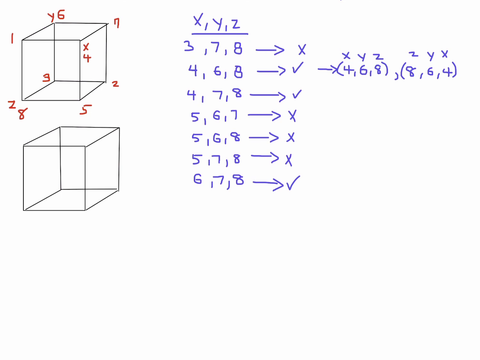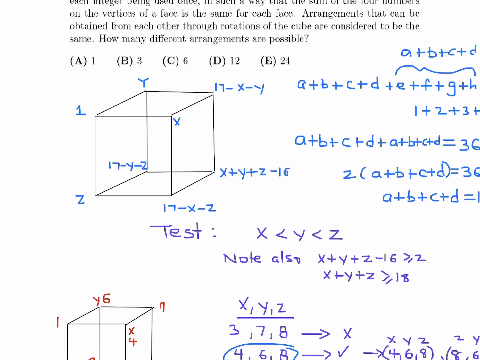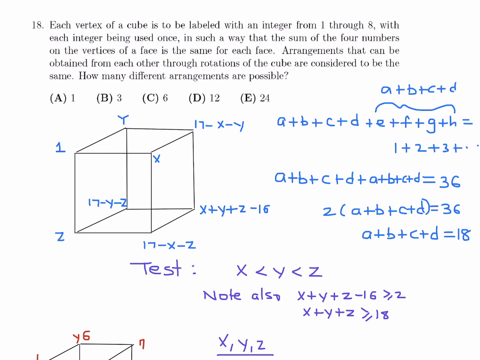And they are cyclic, so cyclic sequences are always asymmetrical. So there are going to be 2 solutions, one with XYZ and one with ZYX for each of the combinations of XYZ. So we have 1, 2, and 3, and each of those gives 2 each. So 3 times 2 is 6. So that means the answer to number 18 is C.